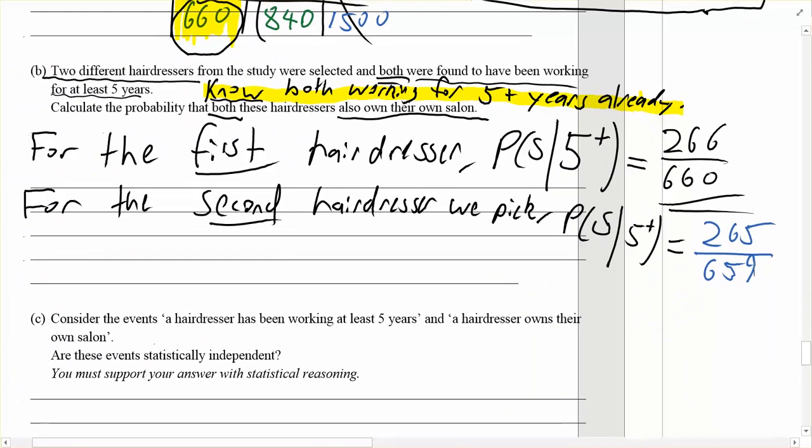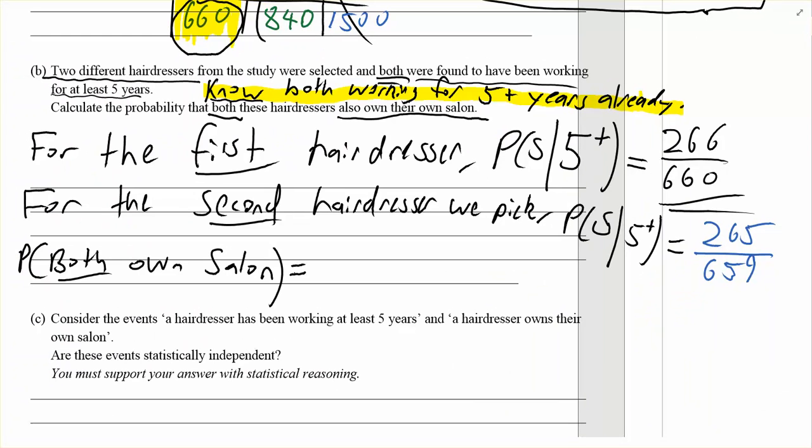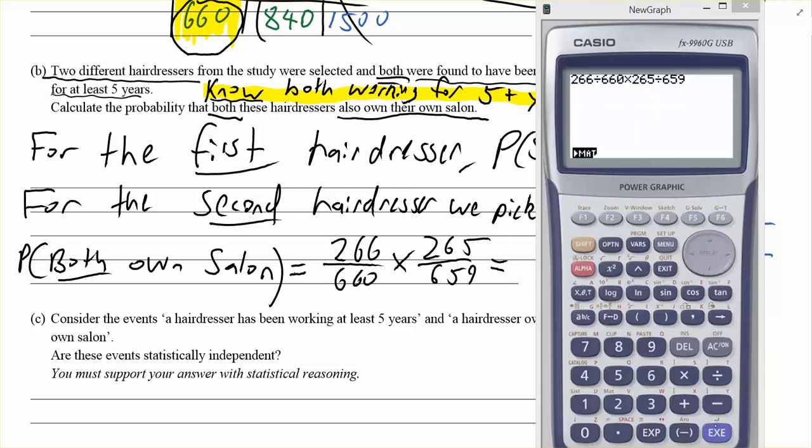So, the probability that both of them own their own salon is going to be the result of multiplying those two probabilities by each other. 266 over 660 times 265 over 659. And we get 0.1621 to four significant figures.